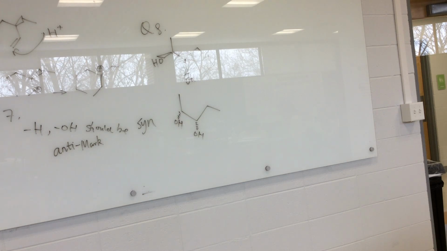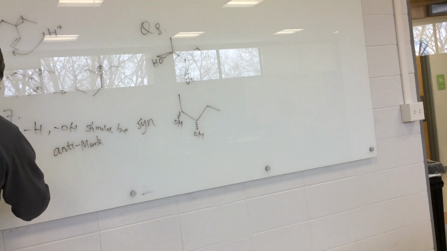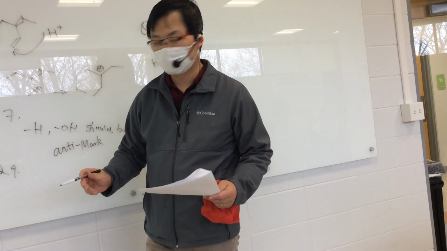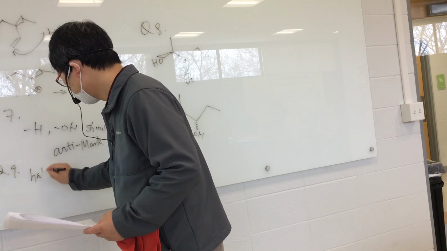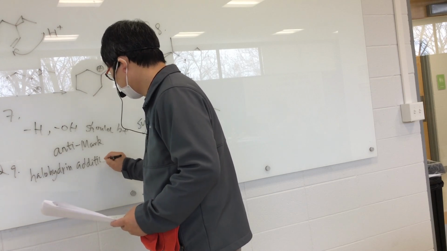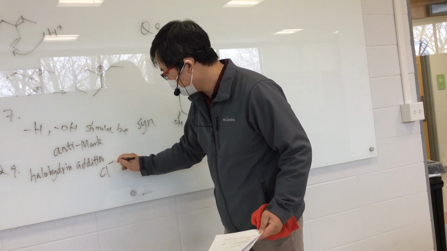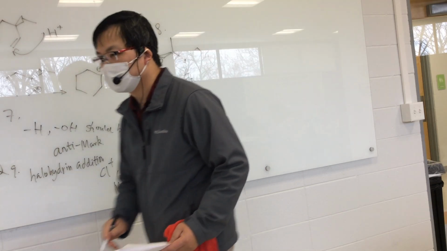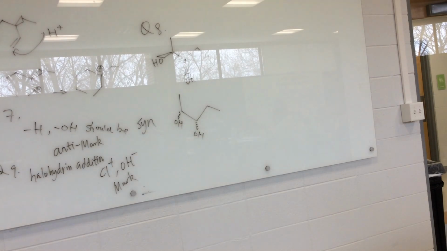For question 9, we discussed this, right? It is halohydrin addition. In this reaction, chloride is positive and OH is negative, and it is Markovnikov addition. That means the positive chloride should be added to the carbon with more hydrogen attached.